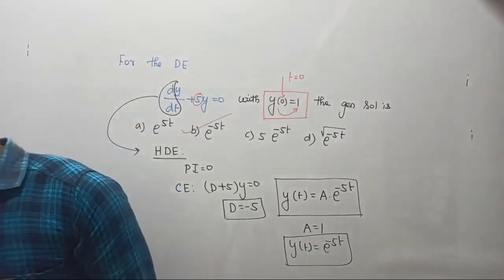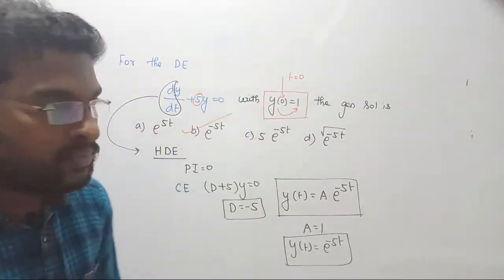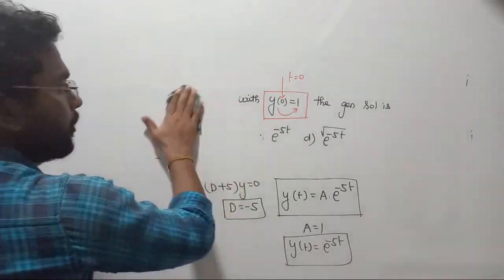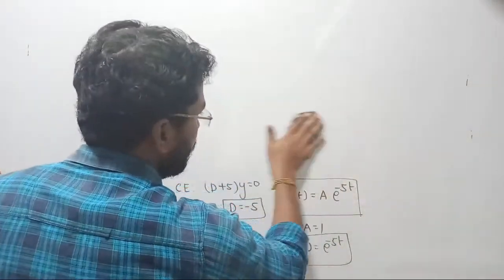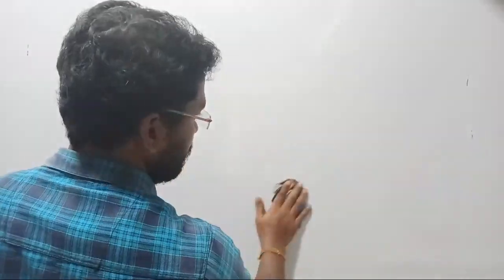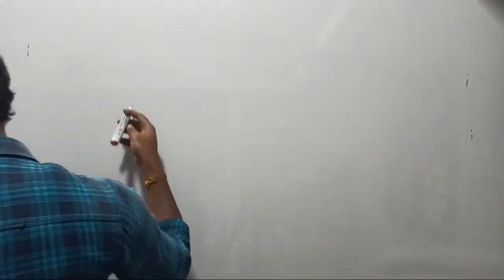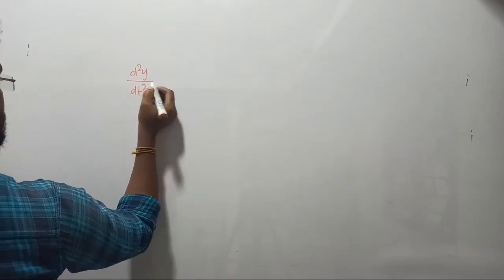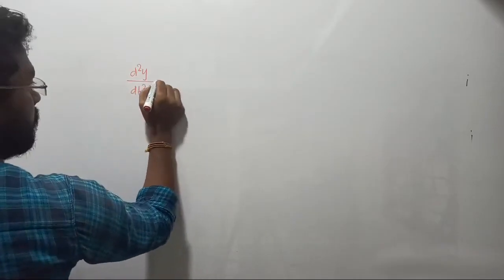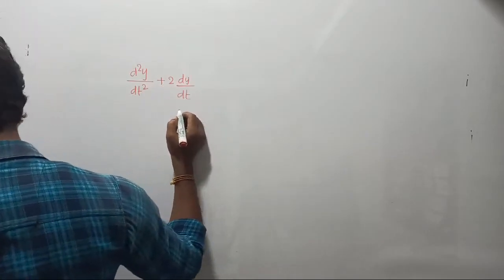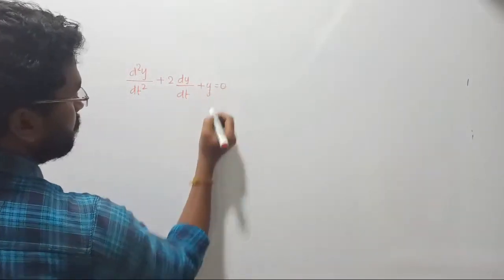Let's go ahead with the next question. I will write the question. Solve for y, that is, the solution of y. You are requested to find only the solution of y. I'm just writing the question, the story is not required for us. The equation is d square y upon dt square plus 2 into dy upon dt plus y equal to 0.